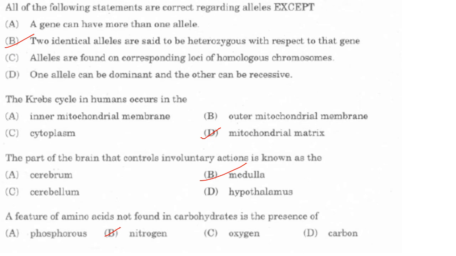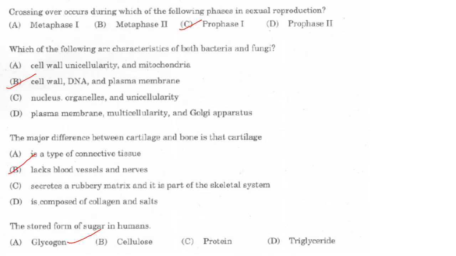Krebs cycle in humans occurs in the mitochondrial matrix. Answer is option D. The brain part that controls involuntary actions is known as medulla oblongata. So answer is option B. A feature of amino acids not found in carbohydrate is the presence of nitrogen atoms. Nitrogen atoms are not found in carbohydrates. Crossing over occurs during which of the following phases in sexual reproduction? It occurs during the prophase 1 of meiosis 1.